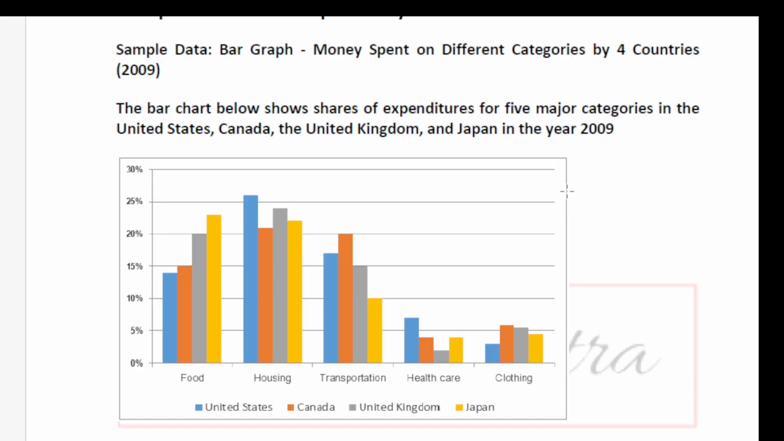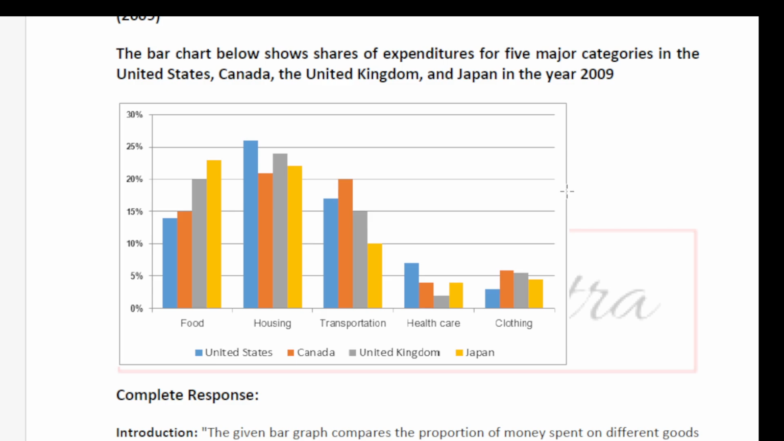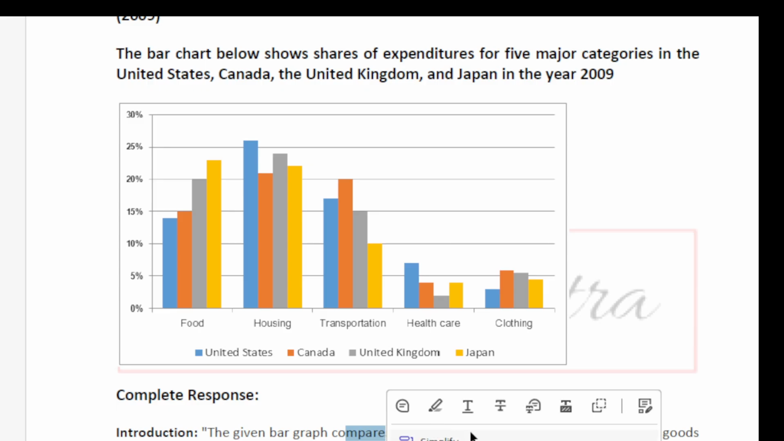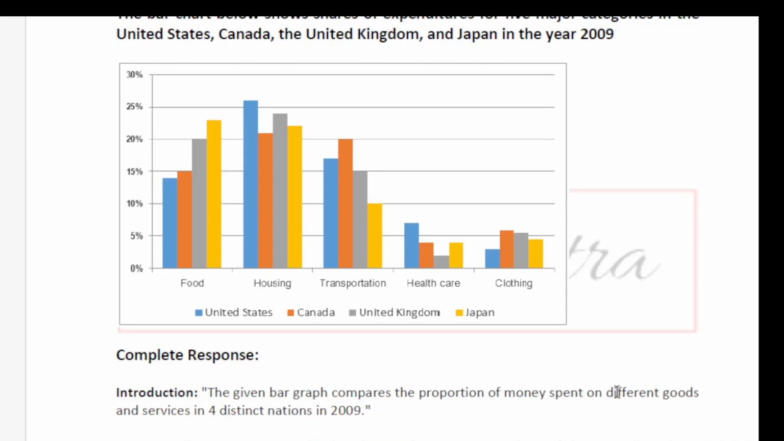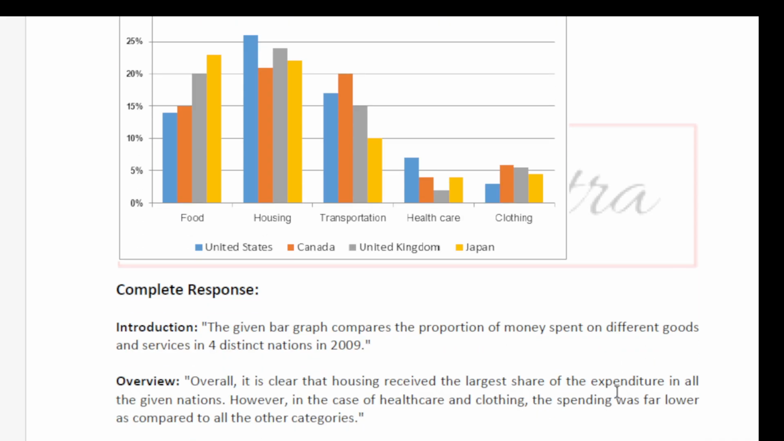Okay, so in this case, if we want to write the introduction, the introduction is very simple, as you know, we just have to rephrase. So we will say that the given bar graph compares the proportion of money spent on different goods and services in four different nations in 2009, right? We can write something like this, right?